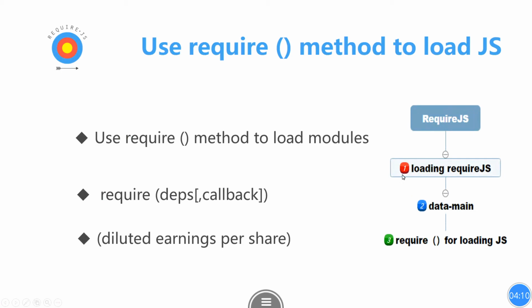So in this lesson we go to step 3, the require method for loading JS. An important thing in this lesson is that you need to know these two values, the first value and the second value. But the second value sometimes you don't need to use. If you don't need it, you can delete it. Okay, let's have a try.